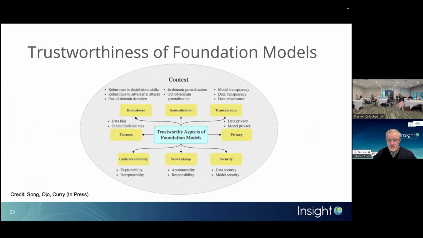When we're looking at foundation models and AI models, this is just a quick piece of work that looked at the trustworthiness of them, the different types of trustworthiness that you need for these AI models, things like privacy, transparency, robustness, fairness. What's striking here is almost all of these tie back to the underlying data that was used to create those models. So when you think of it, the importance of data is central to it.